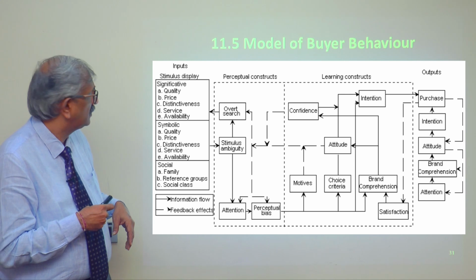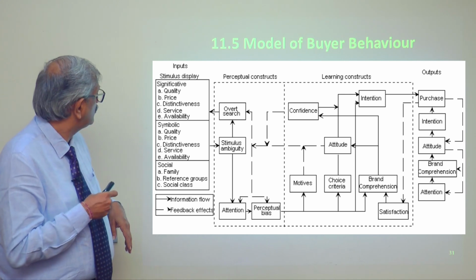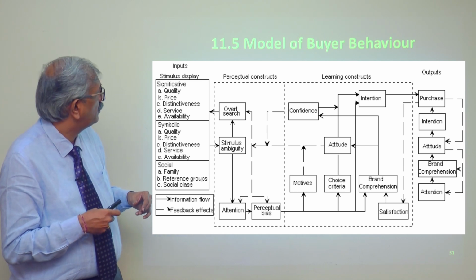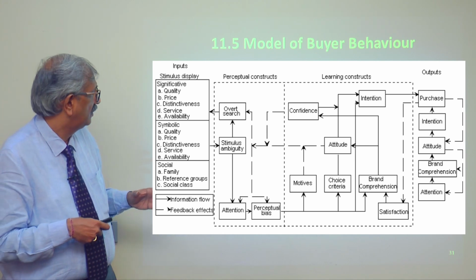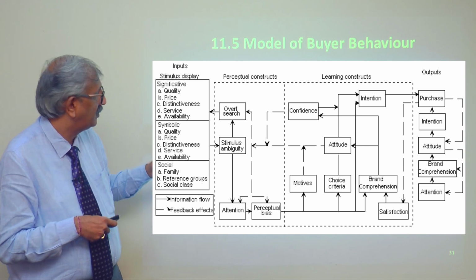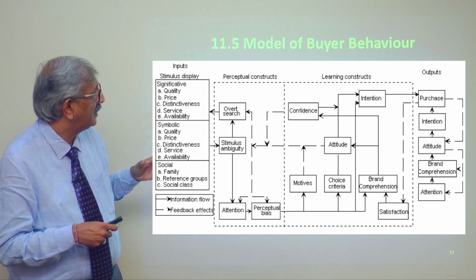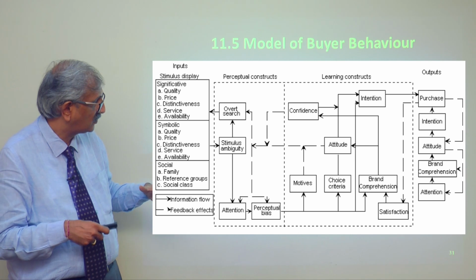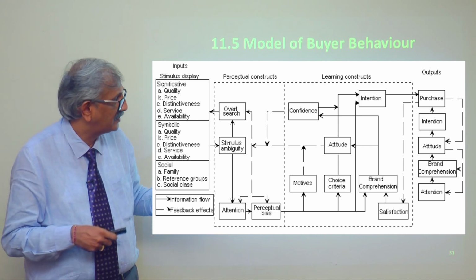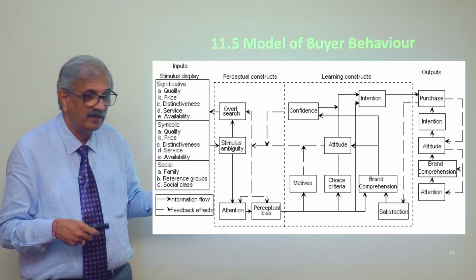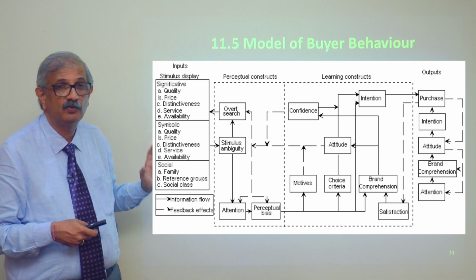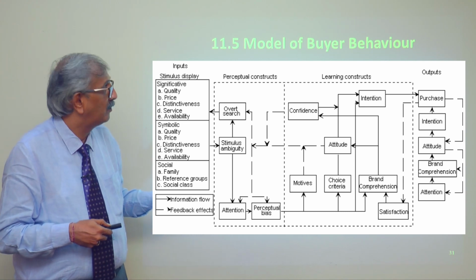Under stimulus, input is stimulus. Various stimuli are given: significant, symbolic, social, etc. Perceptual construct is about various perception-building aspects, so attention, stimuli that you receive, etc. Learning construct is how the learning is constructed and choices are made. And output is whether purchase, intention, attitude change, brand comprehension and brand attention, etc. What is it that you are looking for as an output? That's how the construction of this model is all about.